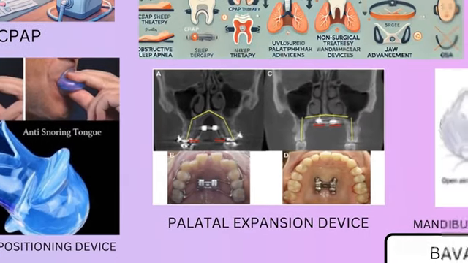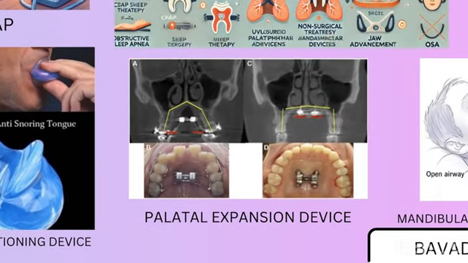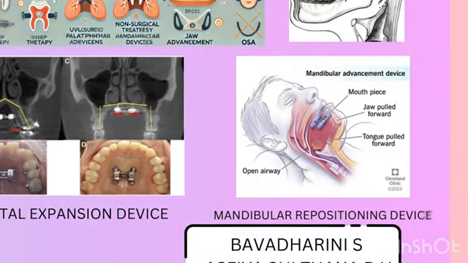Next, we're going to see about the palatal expansion device. The palatal expansion device is used to increase the volume of the oropharynx and reduce the airway collapse, which is the common cause of obstructive sleep apnea. By enlarging the space at the back of the throat, airflow obstruction can be minimized or eliminated. The palatal expansion device works by either physically expanding the soft palate or providing support to prevent it from collapsing during sleep. This can be achieved through surgical procedure, oral appliances and other devices.